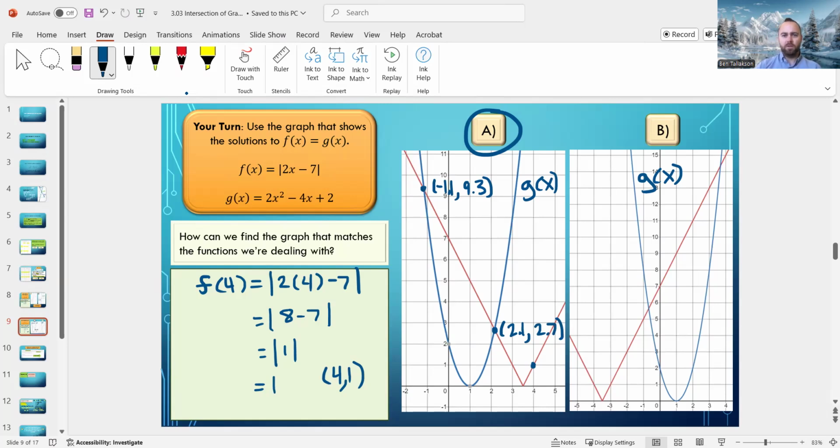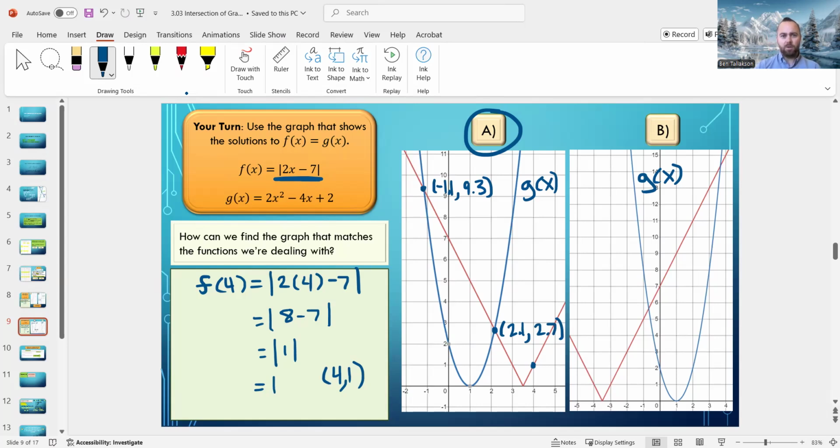Another way you could have identified the red line is by remembering that to find h, you set what's inside the absolute value equal to 0 and solve for x. Now, which way is easier? That's a personal preference, but I want to show you both so you have them both in your tool belt.